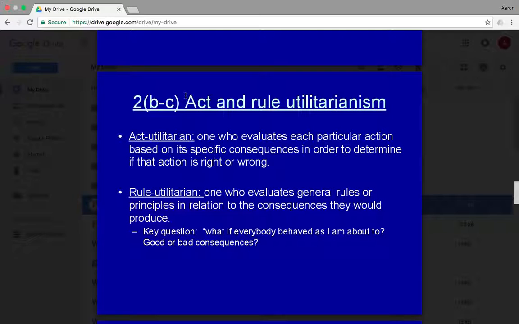If you were trying to decide what to do on a particular occasion, the rule utilitarian would have you ask yourself, what if everybody behaved as I'm about to do? If the consequences would be good, then your action would be permissible. If the consequences would be bad, your action would be impermissible or morally bad or wrong. Wrong would be the better phrase there.